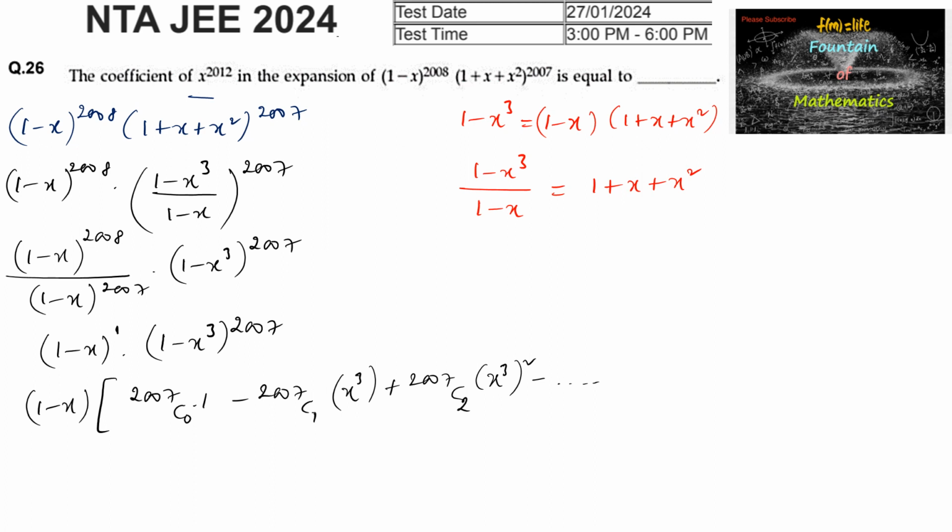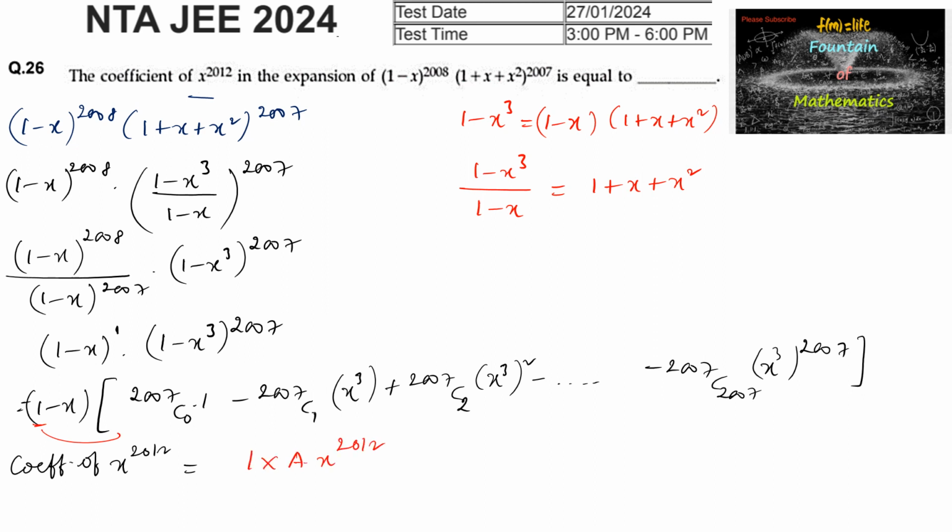We can write minus 2007C2007 (x^3)^2007]. So to get the coefficient of x^2012, the 1 must be multiplied with the term with x^2012, or the minus x must be multiplied with the coefficient of x^2011.